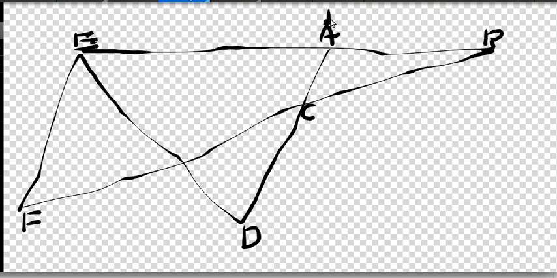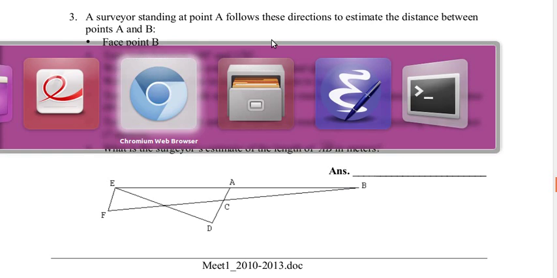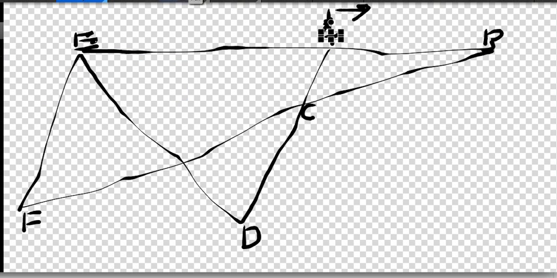We're at point A, and we're facing point B. Turn right between 100 degrees and 170 degrees. The reason they say between 100 degrees and 170 degrees is because the angle that we're turning at right here is obtuse. So we need to remember that this angle is obtuse, and it's going to the left and downwards.